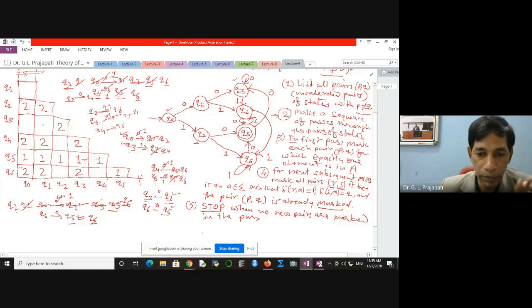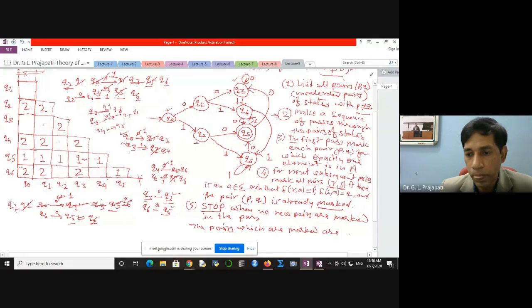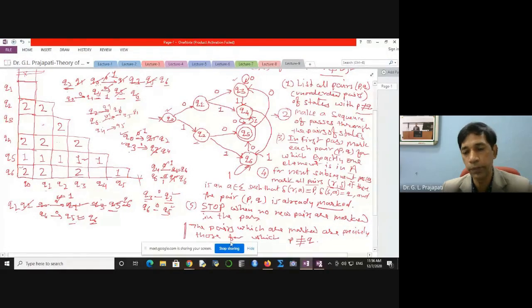Once your algorithm stops, the pairs which are marked are precisely those for which P is not equivalent to Q. So you have identified the pairs P, Q for which you can say that P and Q are not equivalent. So here you have seen that.